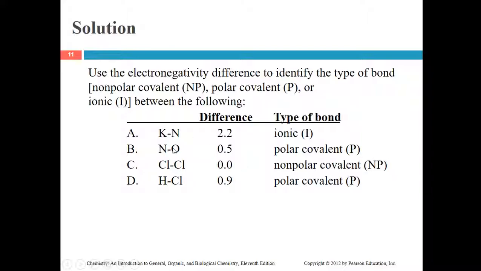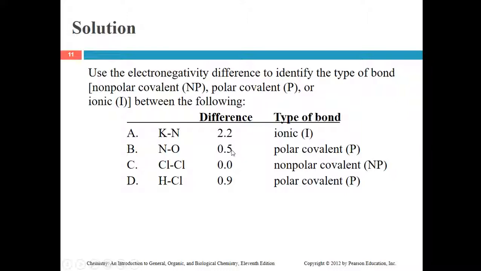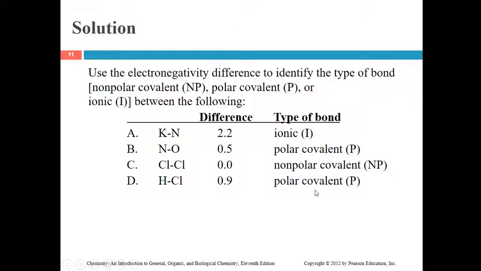Let's look at nitrogen and oxygen. Okay, oxygen is 3.5, nitrogen is 3.0. So it's 0.5 difference. And you go, well, what if I had subtracted nitrogen minus oxygen's value? It's okay. It's the absolute value. So just put the bigger number first, subtract the smaller number from it. So it is 0.5 or greater. So yes, it is going to be polar covalent. Chlorine to chlorine, 0, so it is nonpolar covalent. HCl, hydrogen's 2.1, chlorine is 3.0. You do the math, and that's 0.9, so it is considered polar covalent.